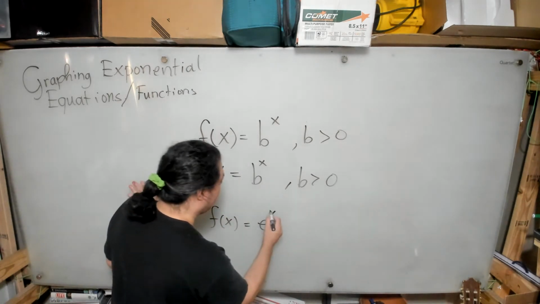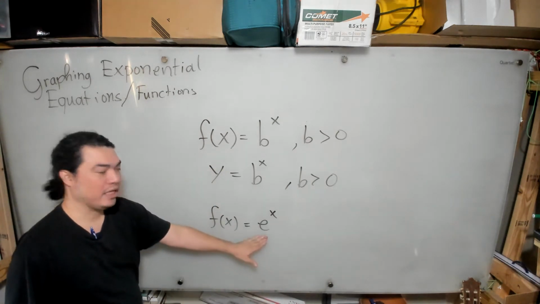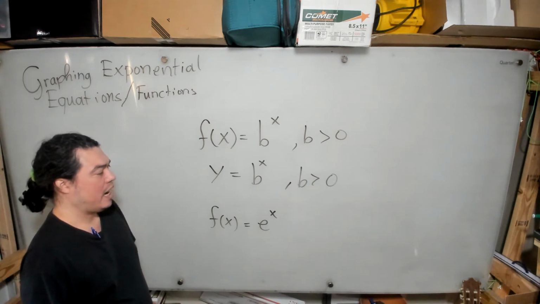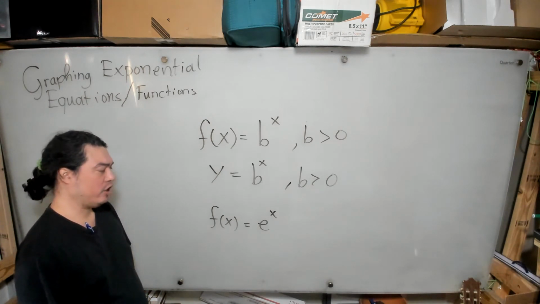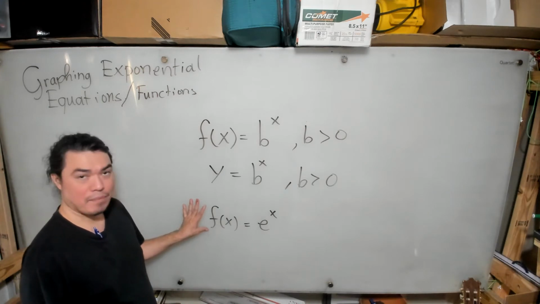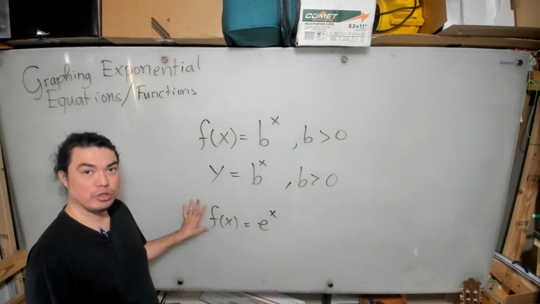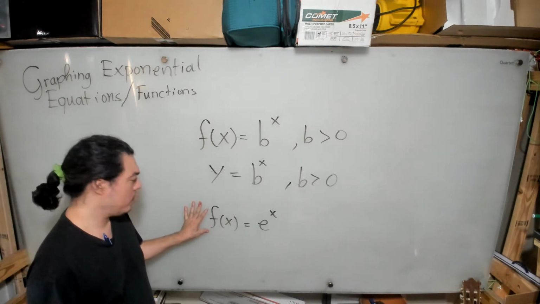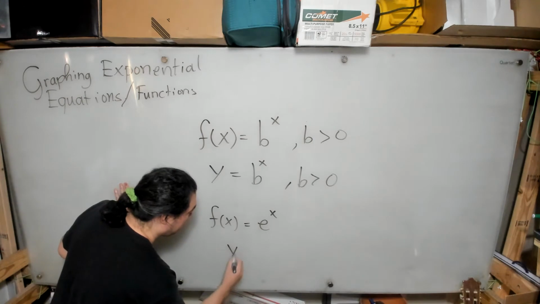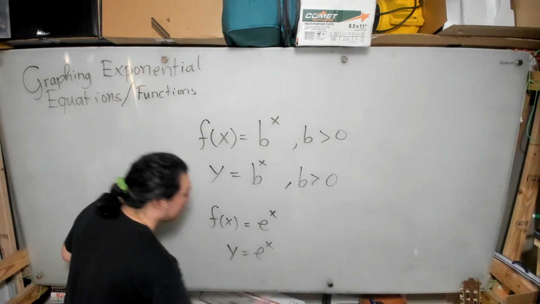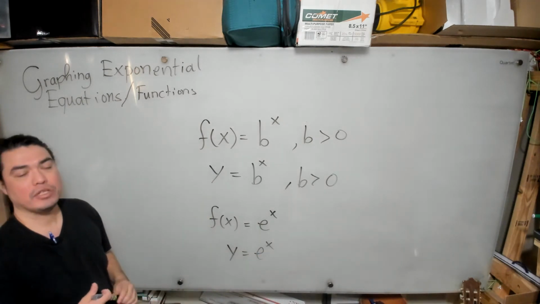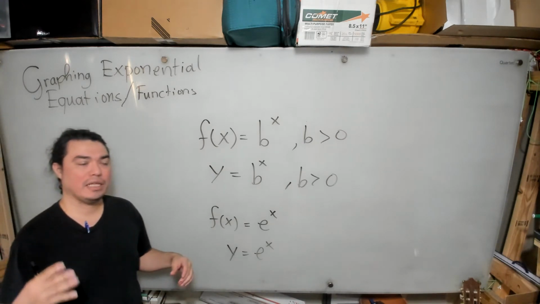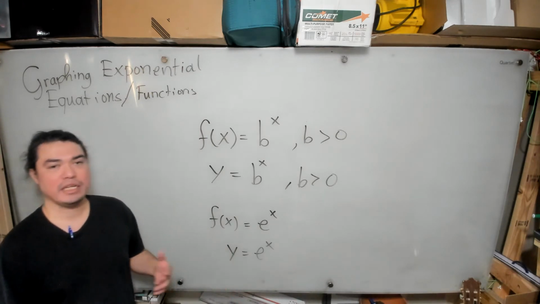So there's a very special base called e that is used a lot in exponentials, and everything we're going to learn in the next 2 lectures will be applicable to exponentials with the base e, and we'll do some of those examples later on. Then of course you could also look at it from the equation perspective of y equals e to the x. I want to make sure you know what I'm talking about when I compare an exponential function and an exponential equation.